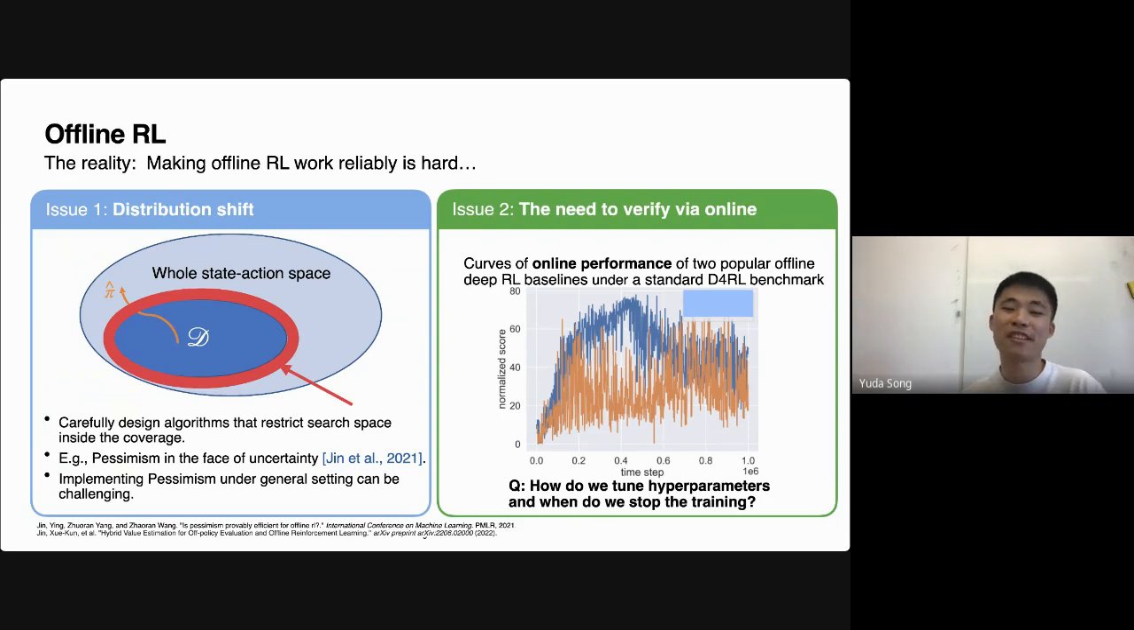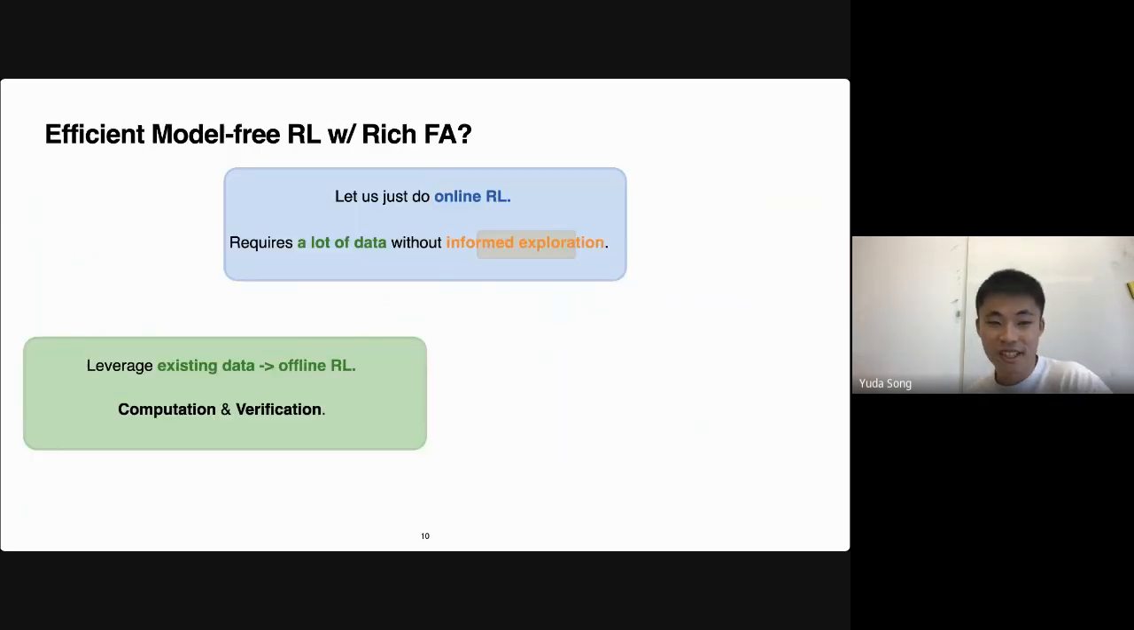But the point is, at least at this point, doing it in a completely offline manner still seems pretty challenging to me. If you do offline RL, there are at least two known issues. One is the computation issue if you want to do general pessimism, and the other is that you need some online verification.